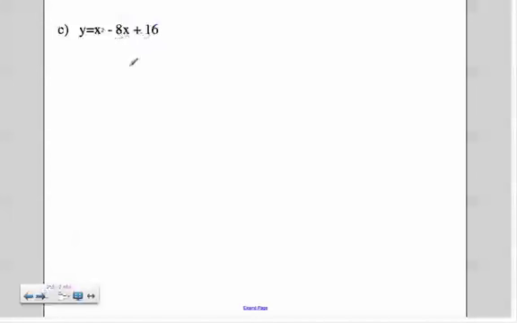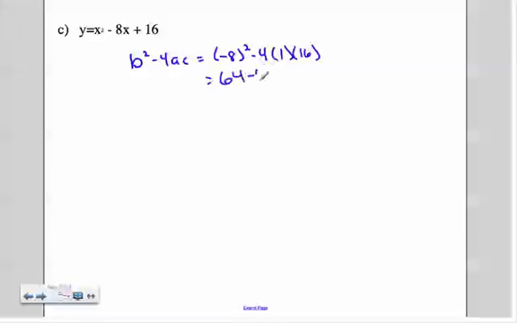For x squared minus 8x plus 16, b squared minus 4ac equals negative 8 squared minus 4 times positive 1 times 16, which gives me 64 minus 64, which gives me 0. So if I were doing the whole formula, I'd only get one answer, because the square root of 0 is 0. If I add 0 to a number or subtract 0, it doesn't matter. I get the same answer.